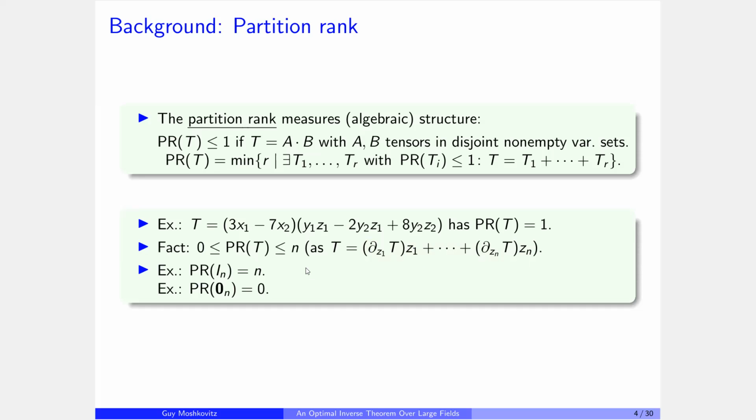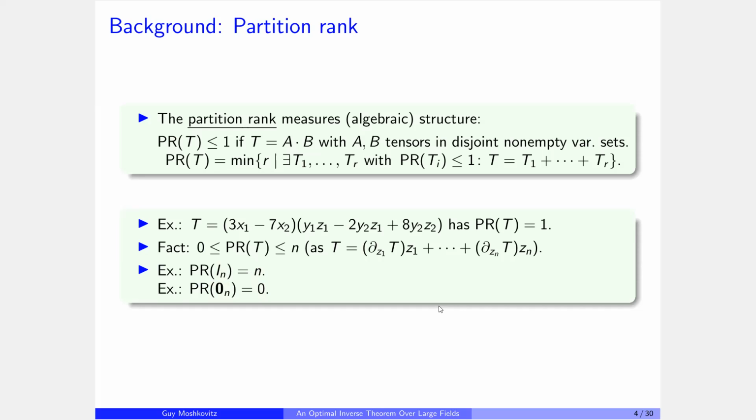A random, generic tensor is going to have partition rank close to the maximum n. Just like, by the way, for analytic rank, a generic tensor is going to have analytic rank close to n. And you can look at the identity tensor, and it can be shown, it's not completely obvious, that it has maximal partition rank n. And of course, the partition rank of the zero tensor is 0. Okay.